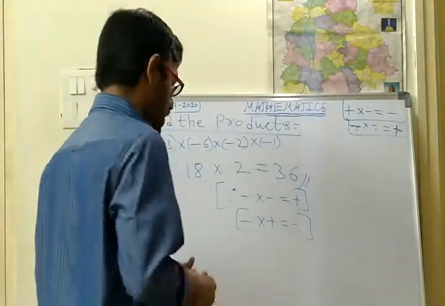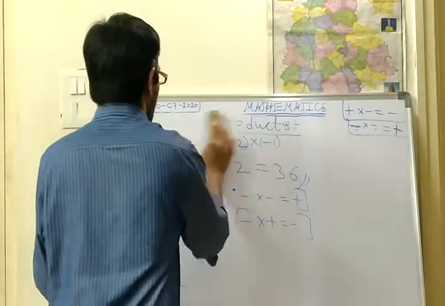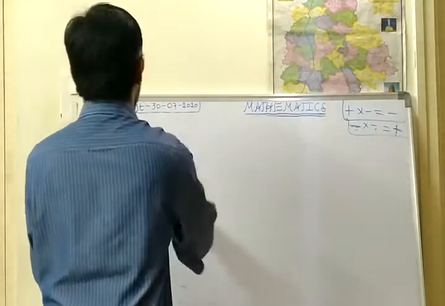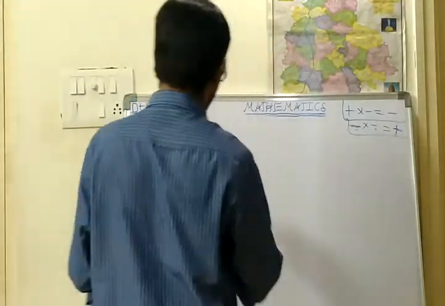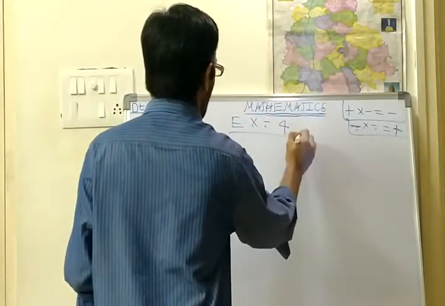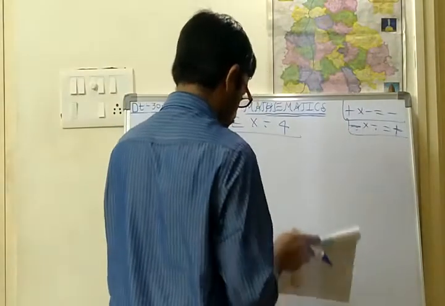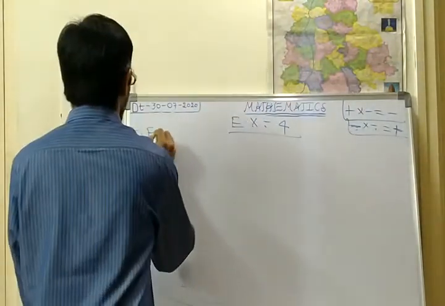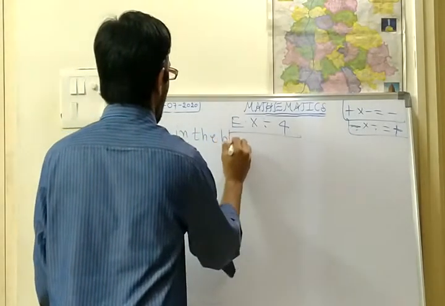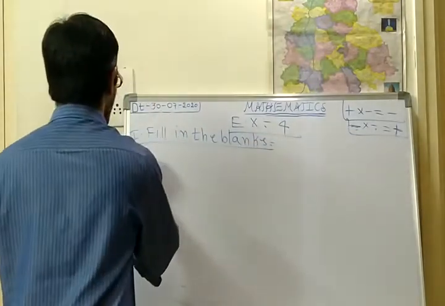Now I will give some homework problems. You try to do them from this exercise, exercise 4. In exercise 4, the first bit. What is the first bit? Fill in the blanks. The first one.